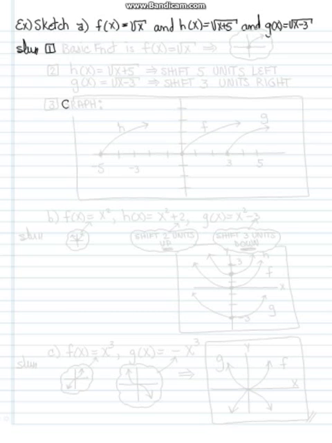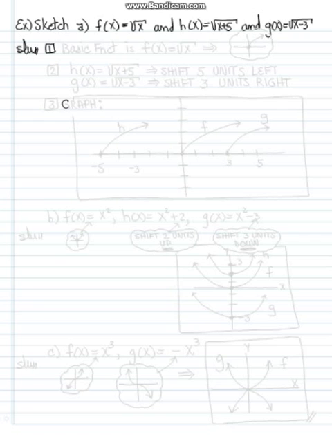Sketch part A, f of x equals the square root of x, and h of x equals the square root of x plus 5, and g of x equals the square root of x minus 3. Okay, let's do the basic steps. Number 1, find the basic function. Well, the basic function that keeps varying in these three functions, f, h, and g, is the first one, f of x equals the square root of x.